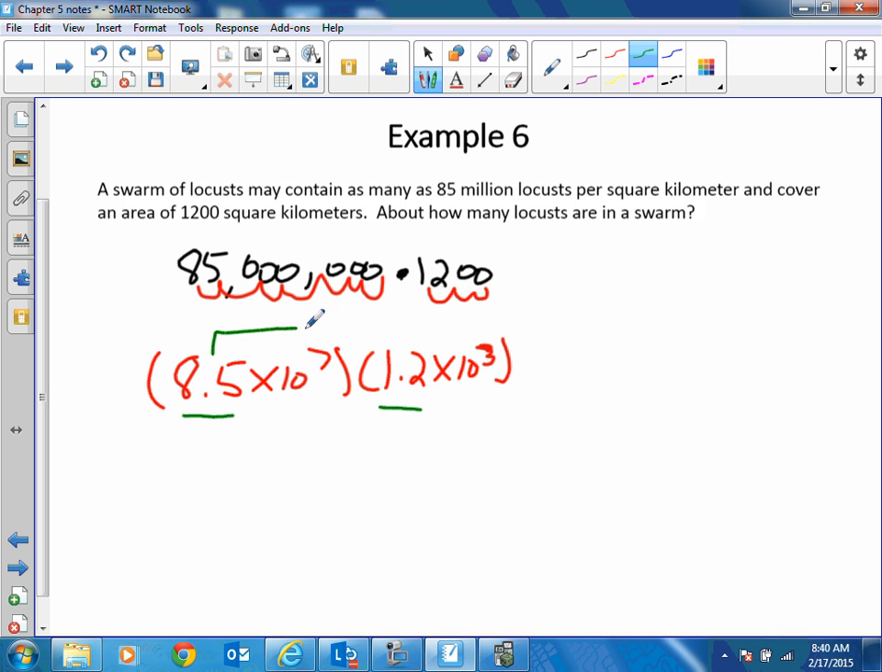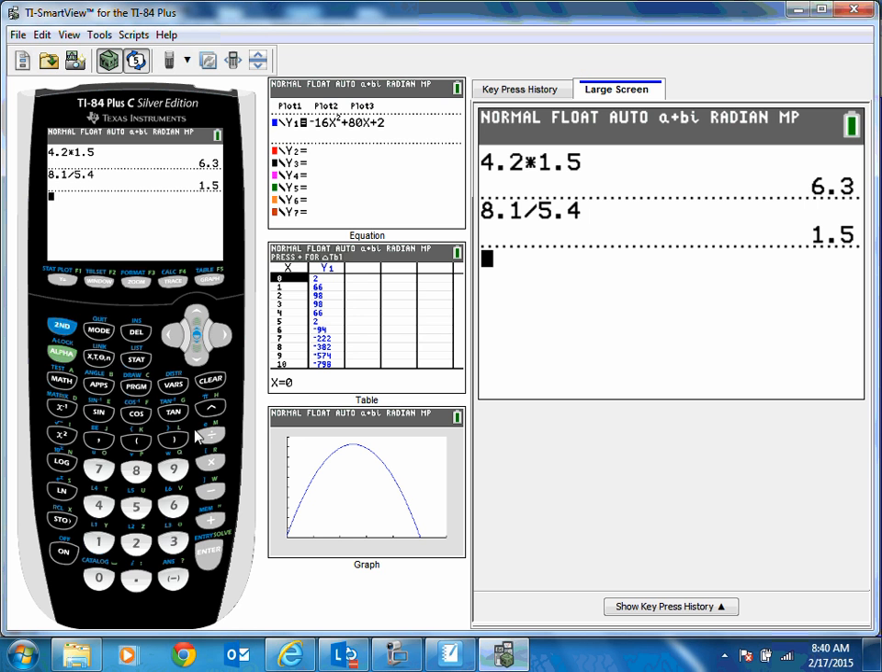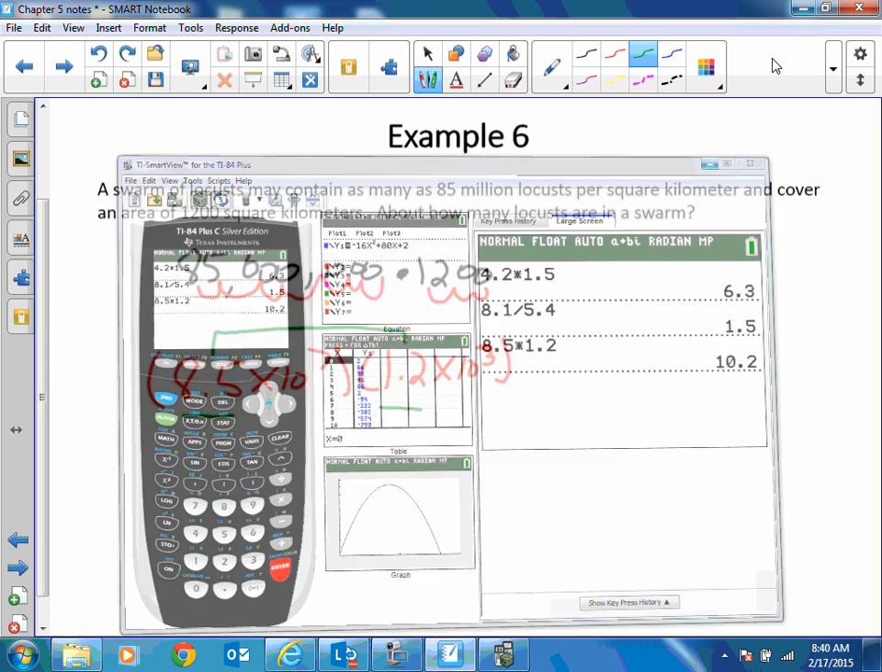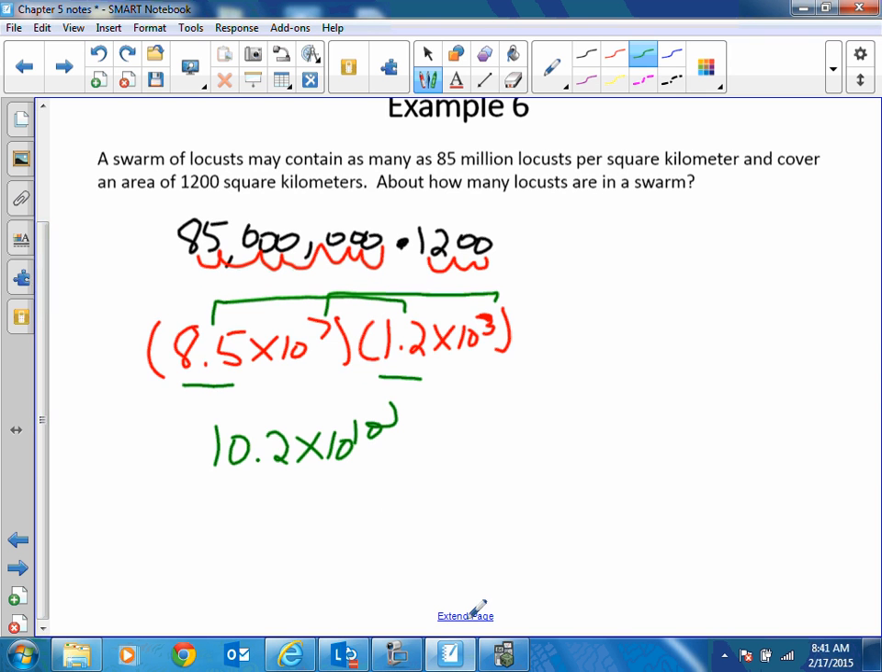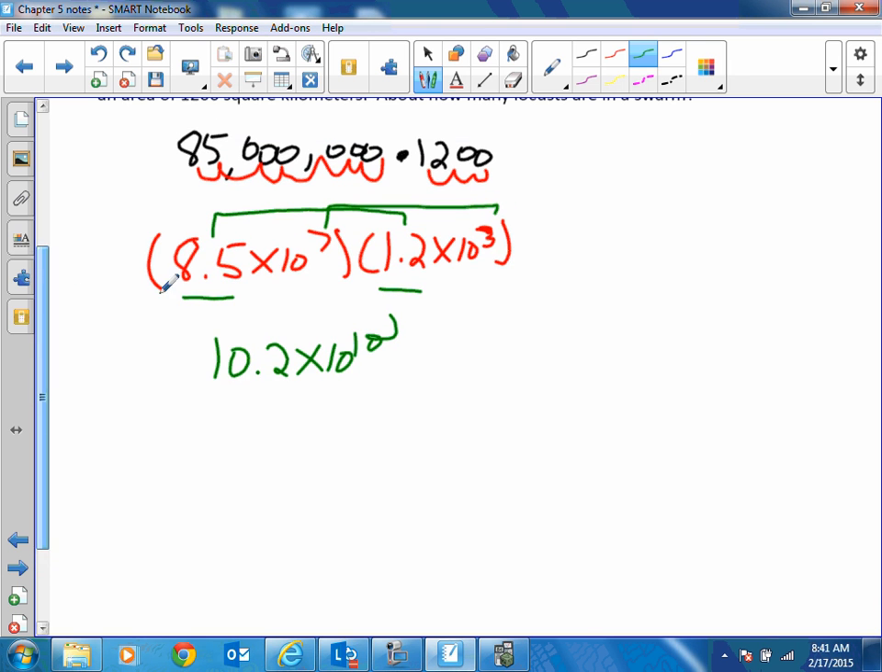Then we do the same thing with the other one. 8.5 times 1.2 is 10.2 times 10 to the, and now all we do is add the exponents. 7 plus 3 is 10. Now, on this one, our number is not between 1 and 10. It's bigger than 10. So what we have to do is, there's different ways to think about this.